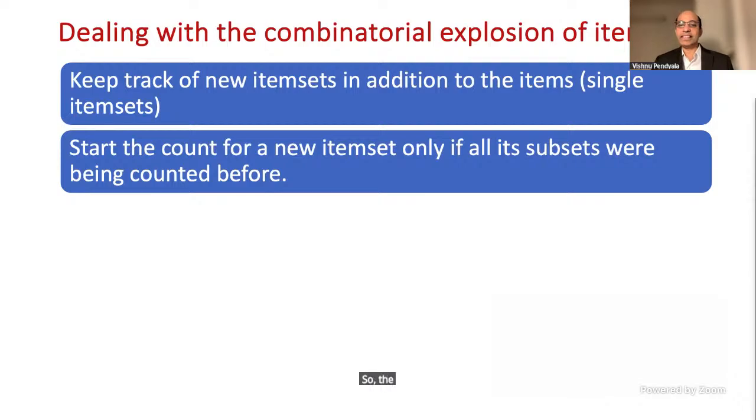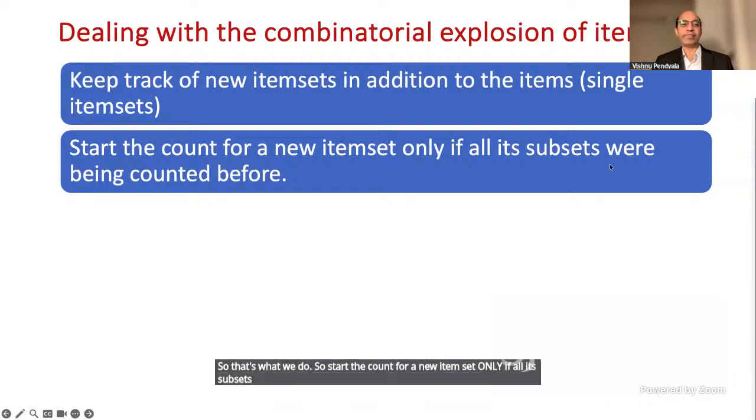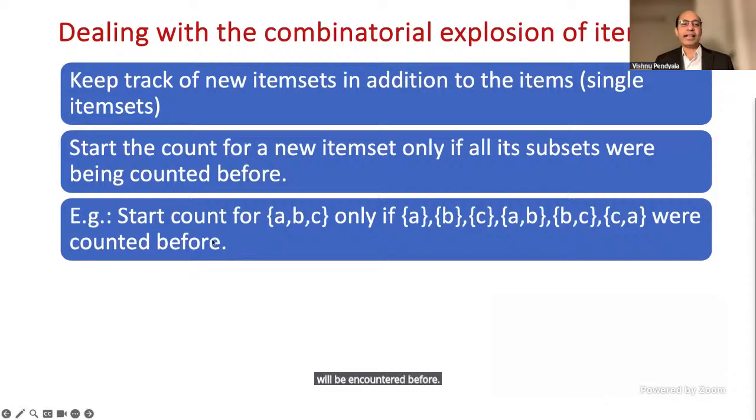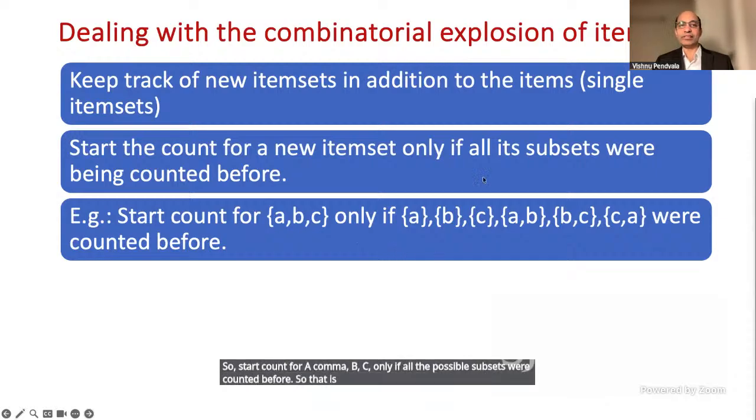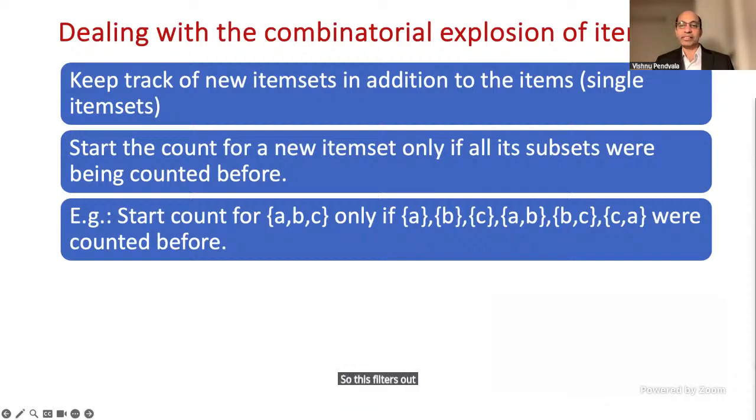So the key insight here is to track only the larger item set if all their subsets were also occurring frequently. So start the count for a new item set only if all its subsets were being counted before. So start the count for A, B, C only if all the possible subsets were counted before. That is an additional consideration to control the explosion. This filters out unpromising combinations early, so it will dramatically cut computation costs.